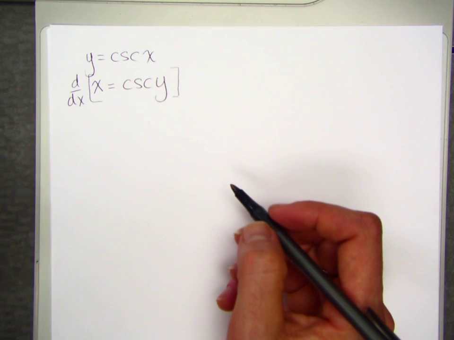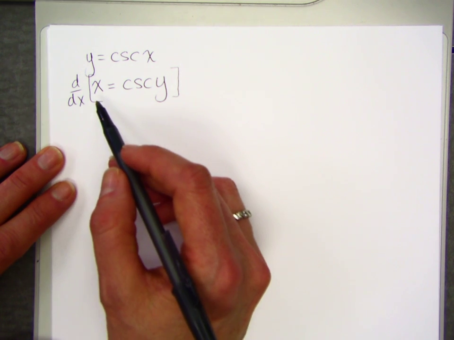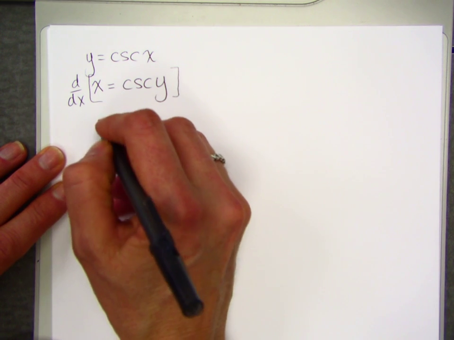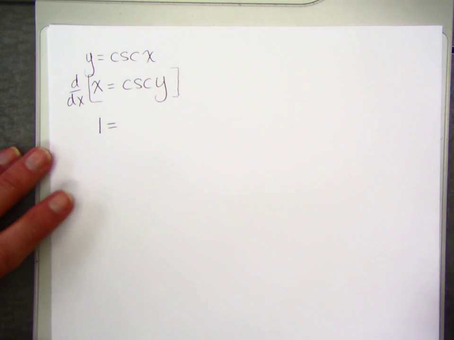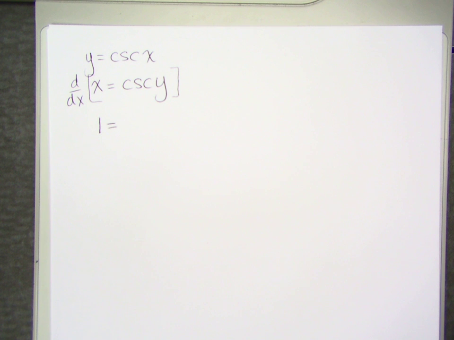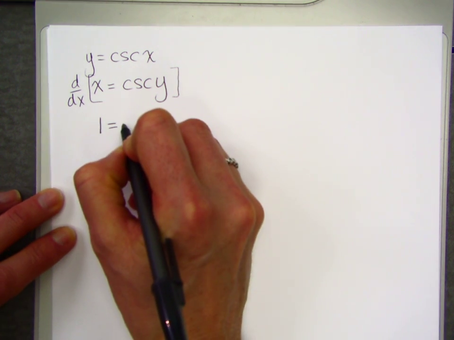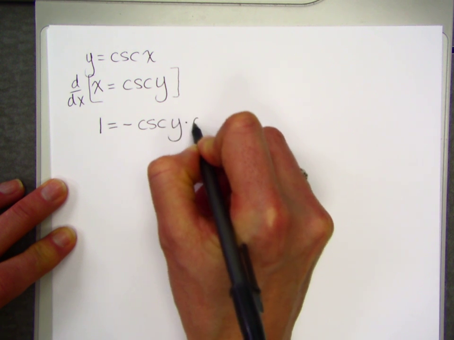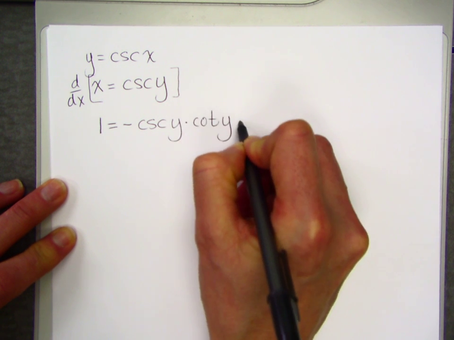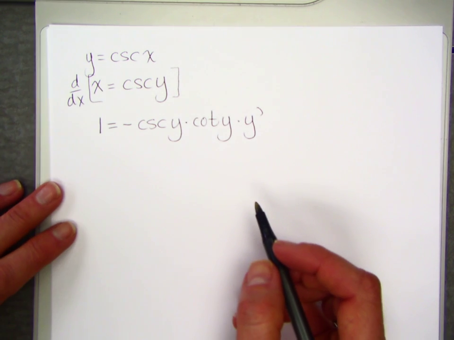All right. This side always ends up to be 1, hence the formula, which I tend not to remember. I tend to go back to the derivative the long way. The derivative of x with respect to x is 1. What's the derivative of the cosecant? We can look at our new yellow sheet, which is negative the cosecant of y times the cotangent of y times y prime, because we're differentiating y with respect to x.